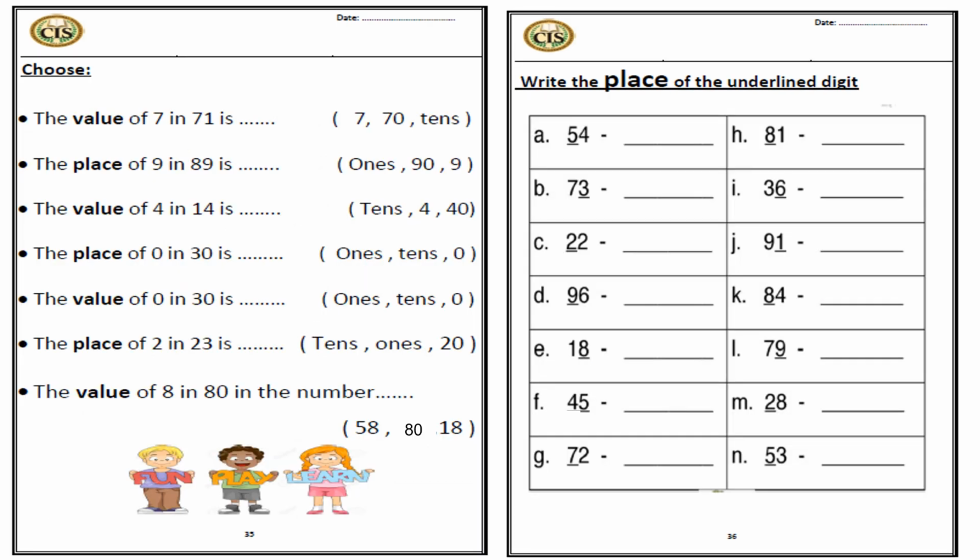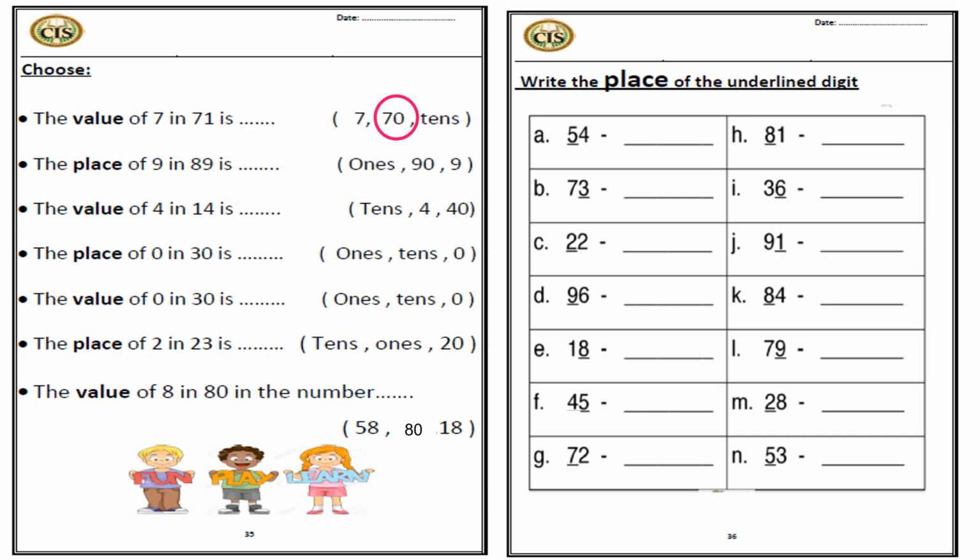Okay, attention please. Here in page 35, I have two types, the value and the place. The value means that I will put 0 or no. And the place means that I will write ones or tens. Here, the value of 7 in 71. So here, I will put 0 or no. Okay, 7 in tens place. Mr. Tens takes how many 0? 1. So the answer will be 70.